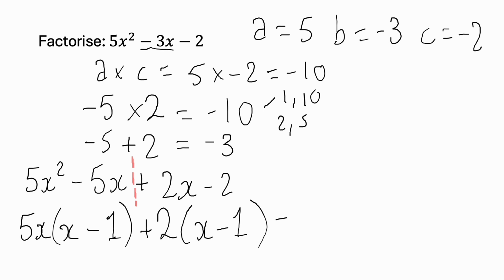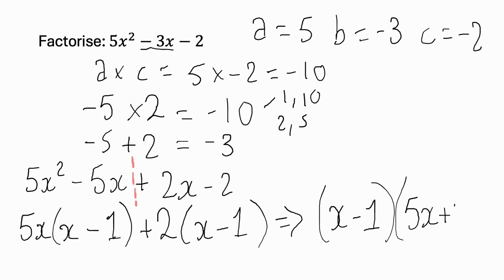So then from here, to ensure that we are doing it correctly, our numbers inside our brackets need to be the same. So x minus 1 is on both sides, so that shows that we are doing it correctly. So in one of our brackets is going to be x minus 1. Then in the other one is going to be the terms that were outside the brackets when we factorized it, which is going to be 5x plus 2. Great.